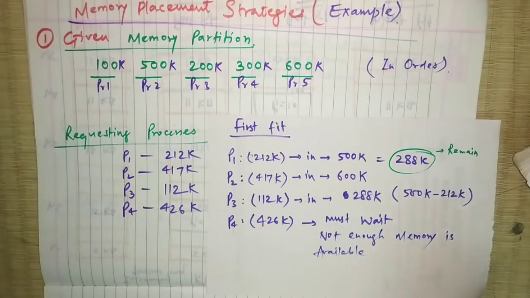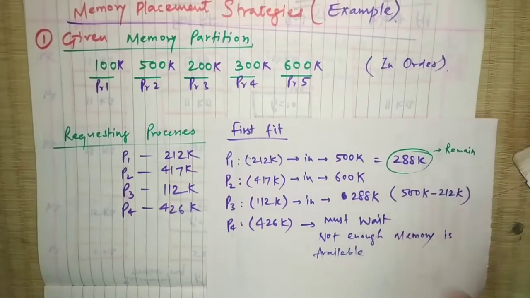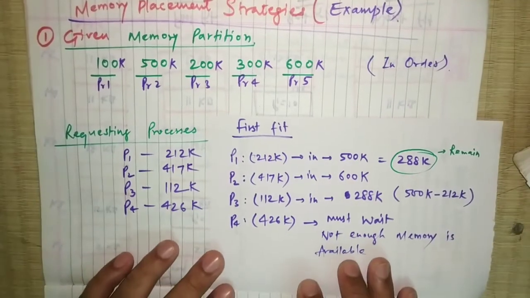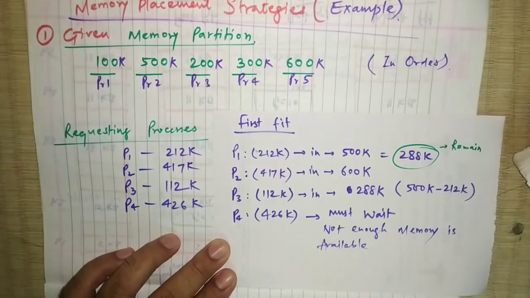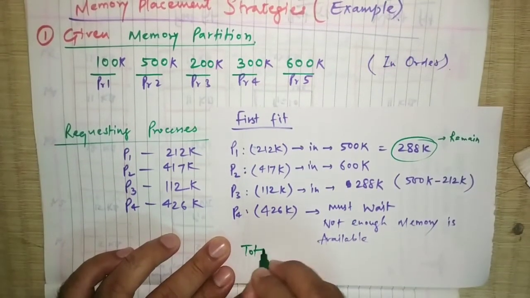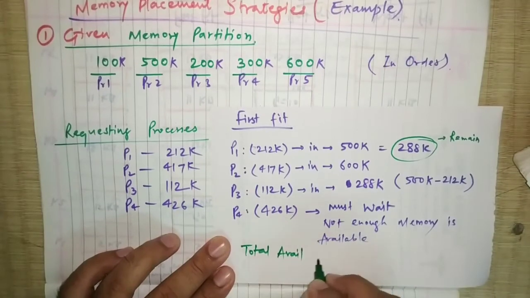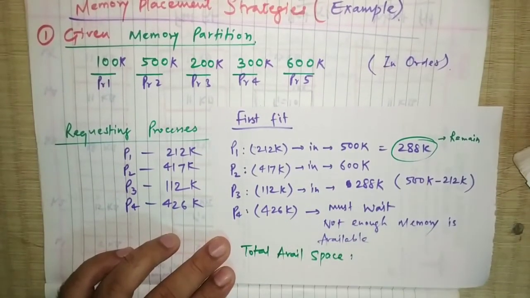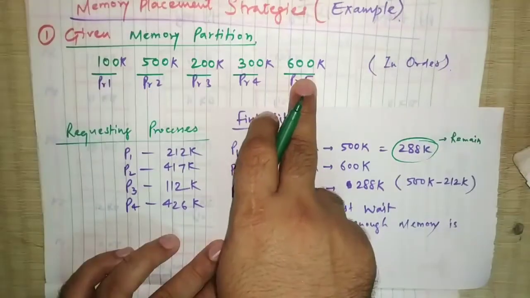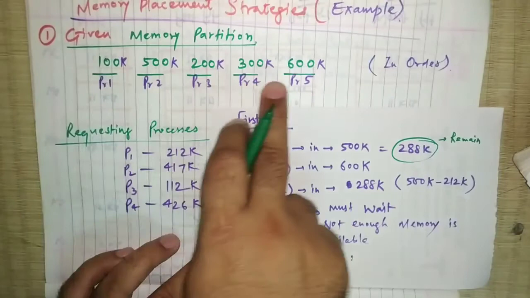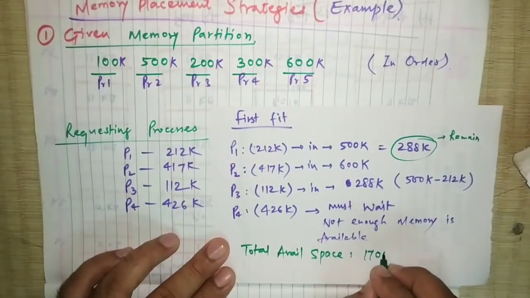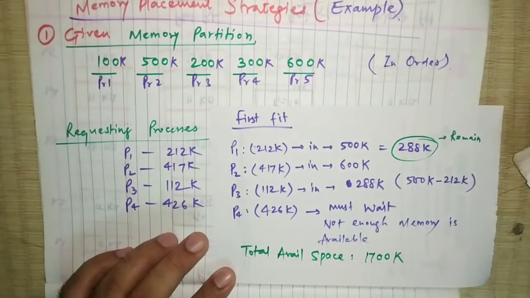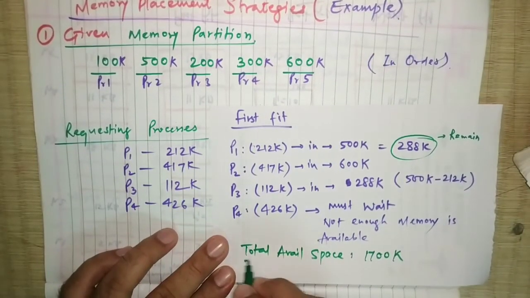Come to the next one. One more thing, we need to calculate the total available space. How much space was available? Just imagine, we were having these blocks of memory 6, 3, 2, 5, 1. So we were having a total of 1700k space available.